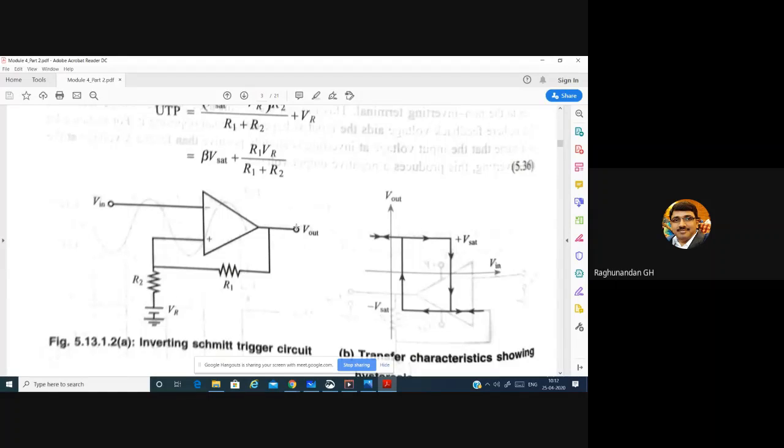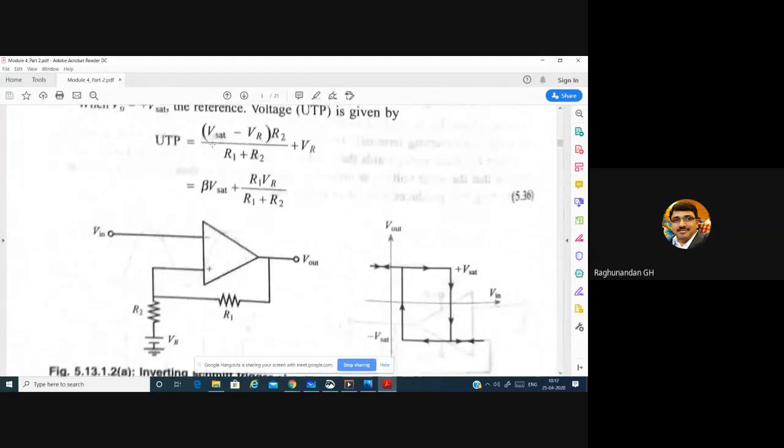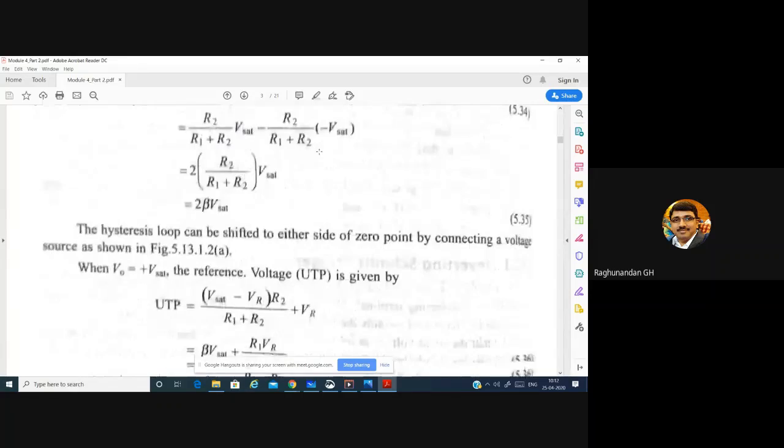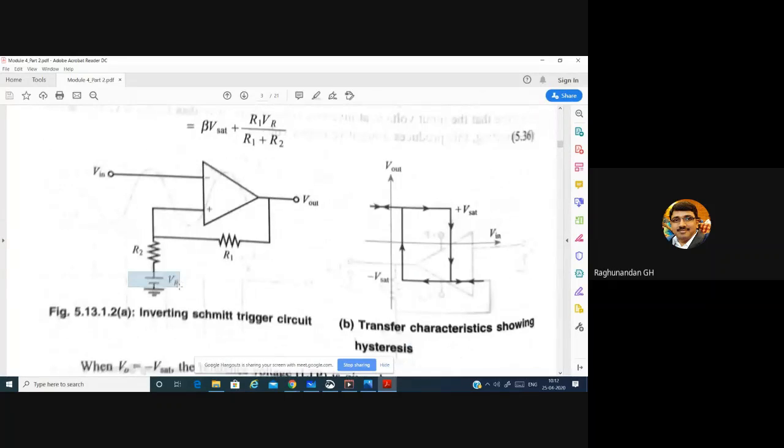If V out is equal to, then V saturation and VR will be in opposite directions, right? So that's why we are taking V saturation minus VR. Along with that, it is just adding up with the UTP levels. So totally, the formula change we are doing is VSAT minus VR, and additionally we are having VR, because that is the extra reference we are giving.